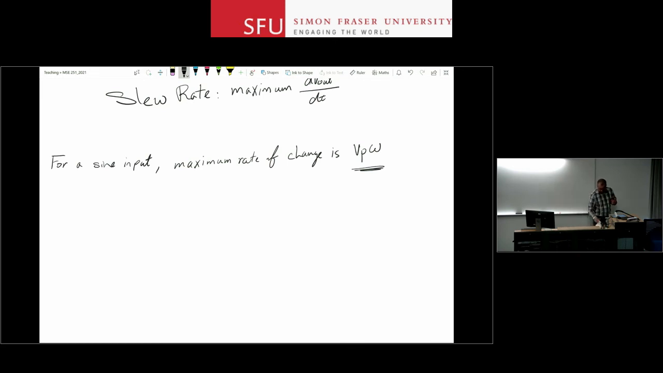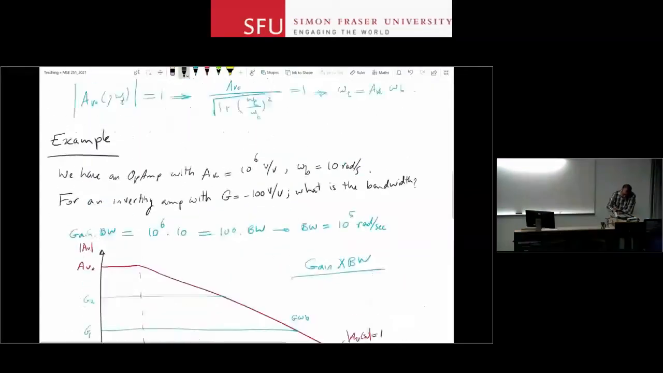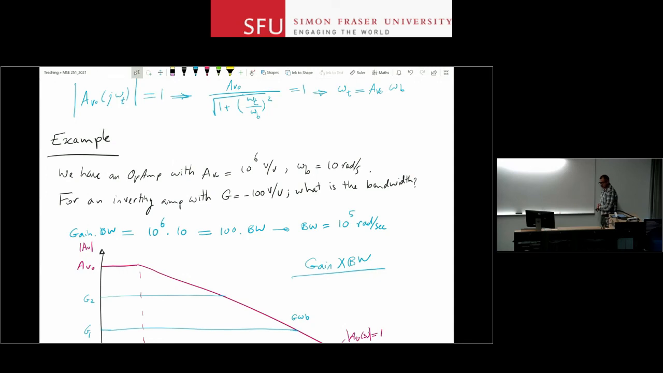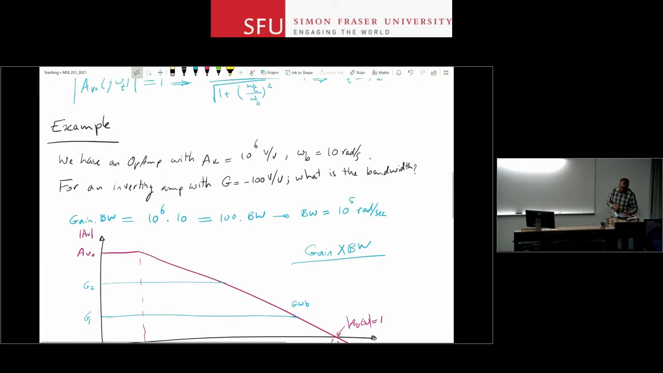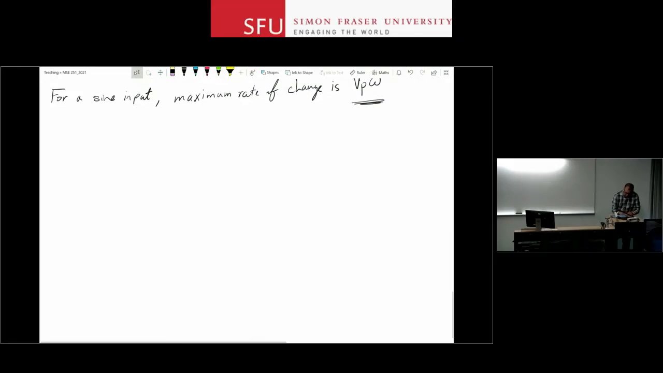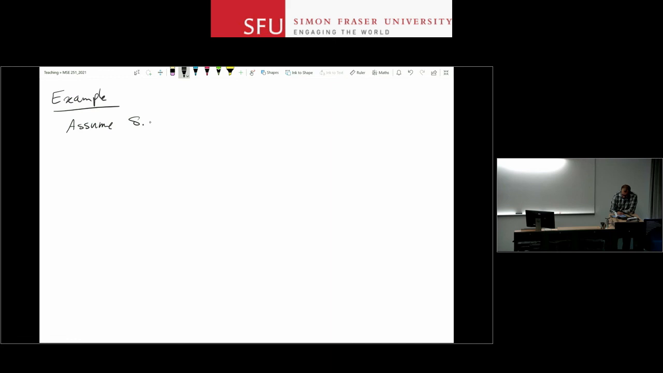So let's go back to the example that we had. The example we had was the op-amp with an open loop gain of 10 to the 6 and omega b of 10 radians per second. But let's assume that we have a number for the slew rate. Assume the slew rate limitation for that op-amp is, let me use the numbers I have here, 1 volt per microsecond. So this is as fast as the output voltage can change. Nothing can be faster than that.